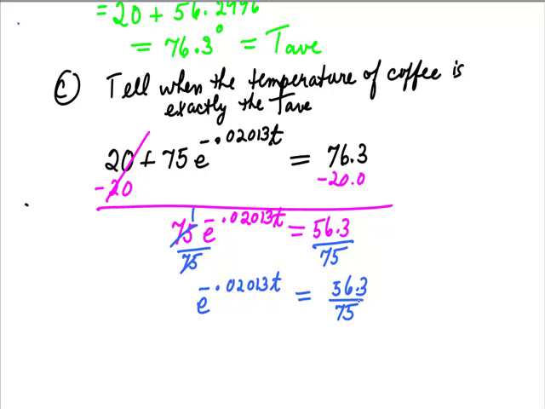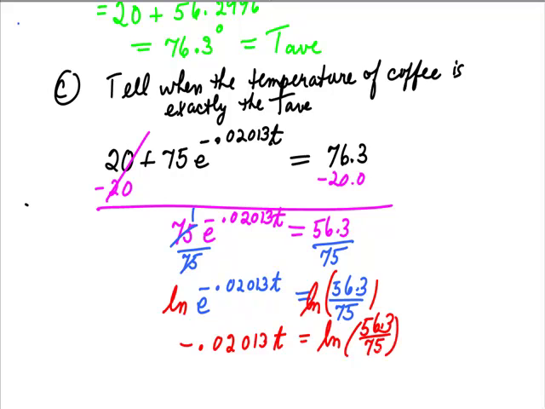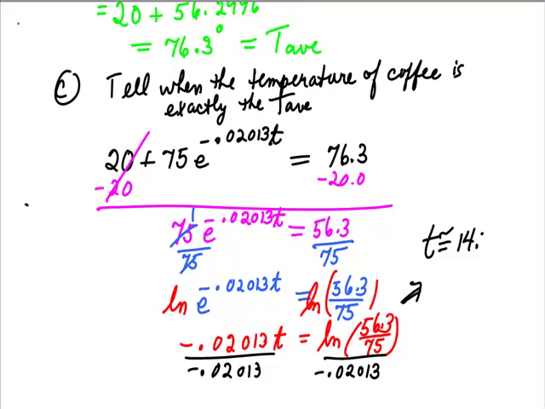Now, of course, the last step, natural log of both sides, and we get negative 0.02013t is log of 56.3 divided by 75. And now we divide by negative 0.02013. And we get, I don't have enough room here, t is approximately 14.24 minutes after. Great.